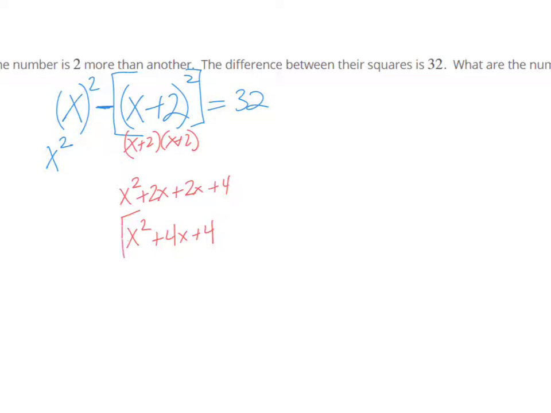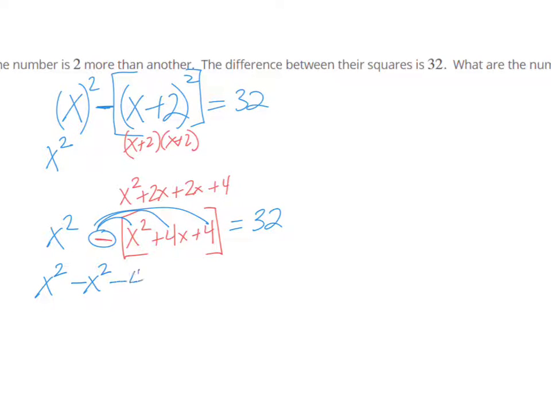But I have to subtract all of that, which means it's going to mess up my signs. This minus sign, if I'm subtracting all of it, I have to subtract every one of those terms. So it's going to be x squared minus x squared minus 4x minus 4. I have to subtract all of it, equals 32.